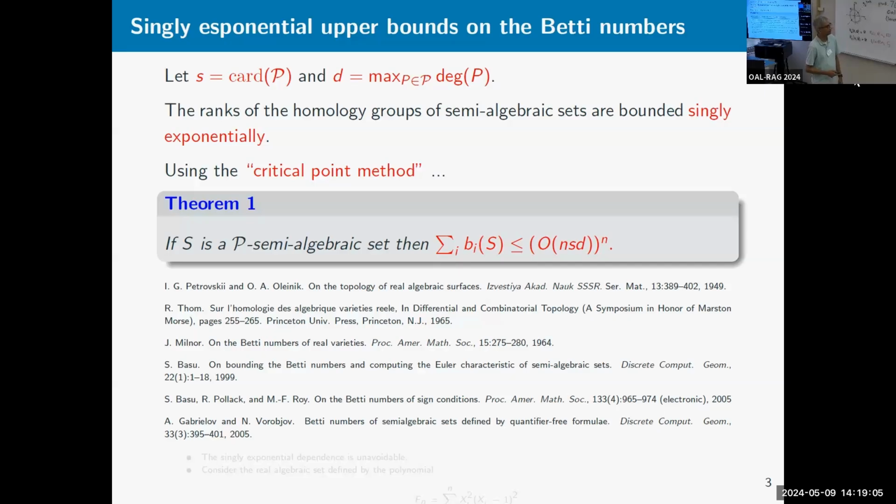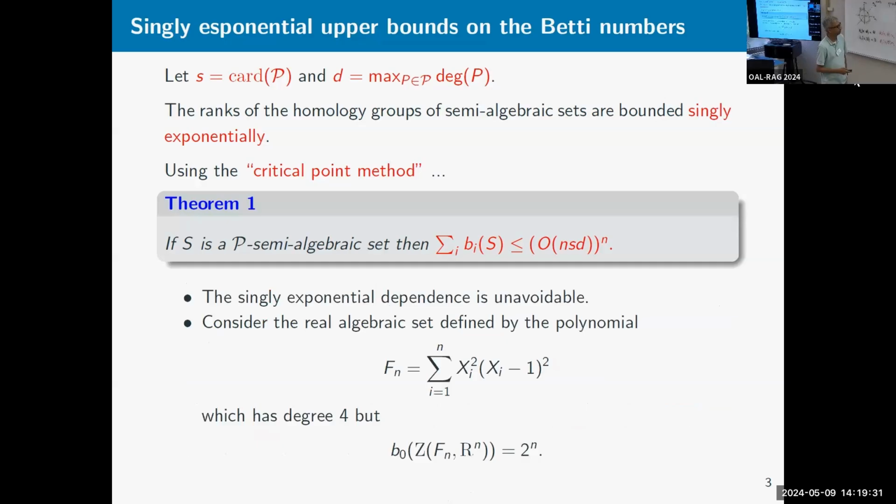But the main thing about this bound, so b_i of S is the ith Betti number. So we're looking at the sum of the Betti numbers. And this is bounded by some expression which is exponential in n, which is the number of variables. Otherwise, it's polynomial in s, and that's the context.